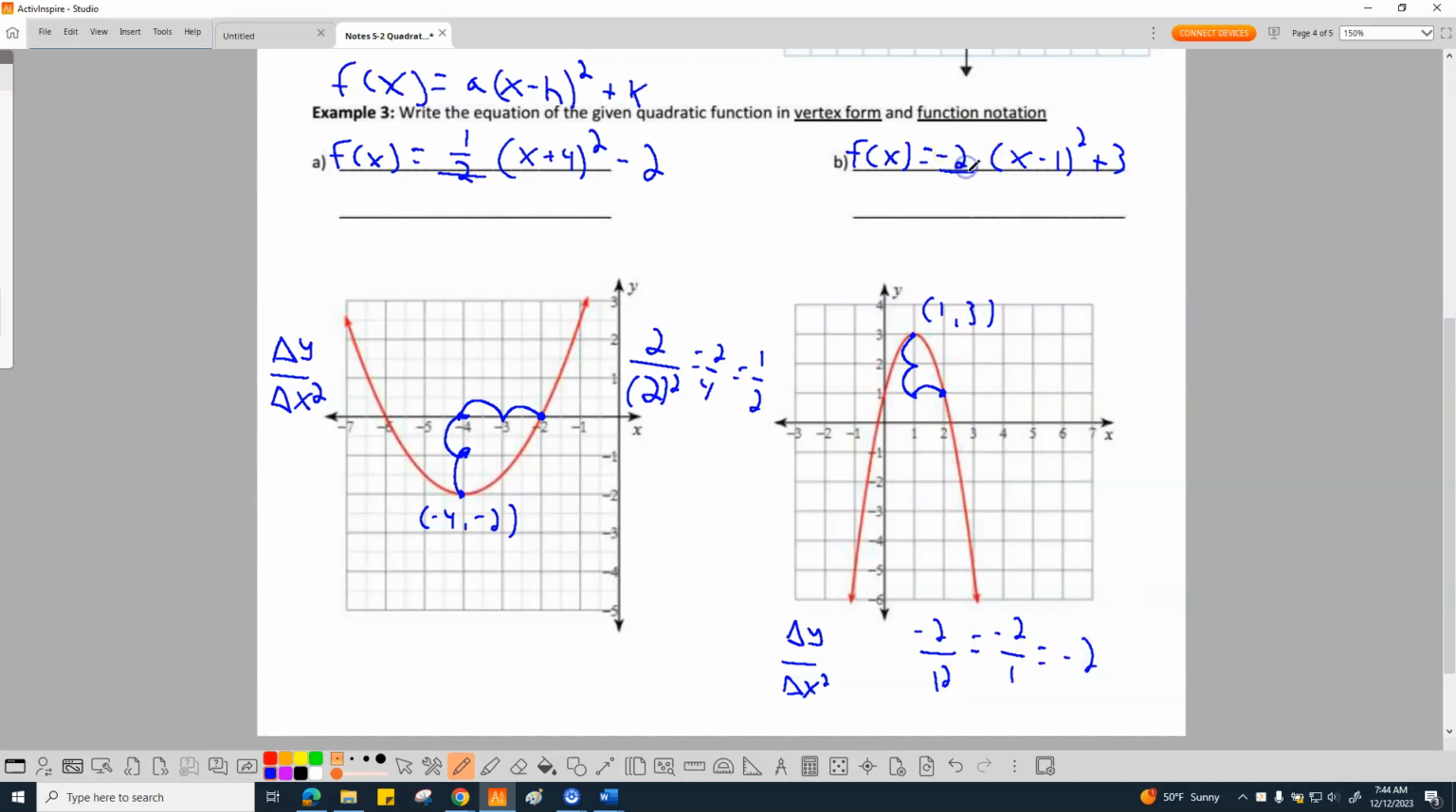So that's it. That's how you find your A. So the secret to A is delta y over delta x squared. And that's it.